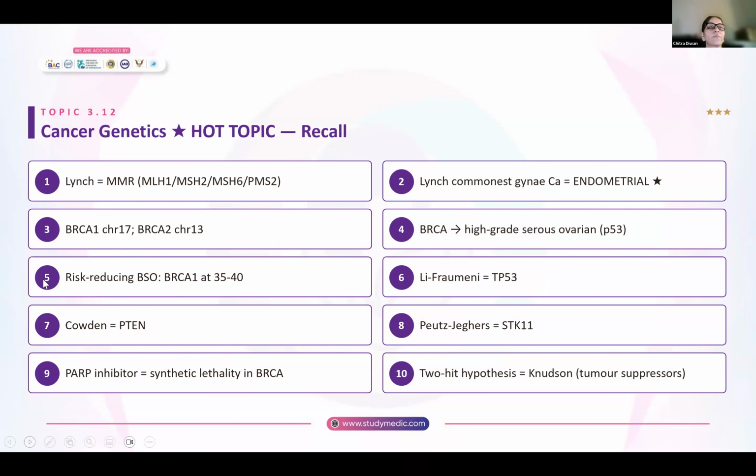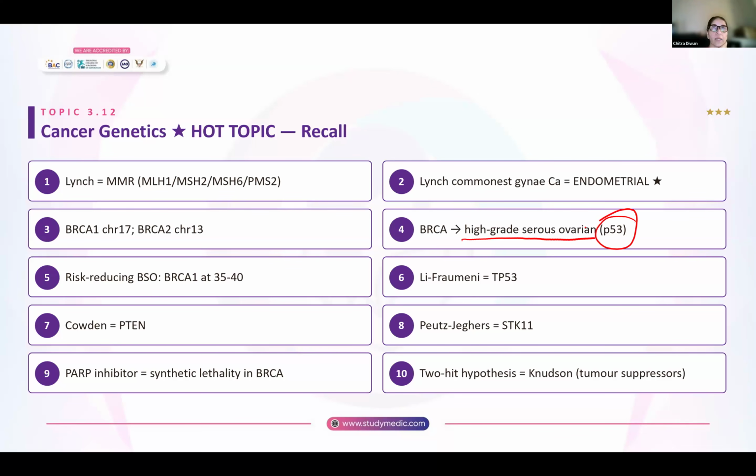So in summary, Lynch, there is a defect in mismatch repair genes. Commonest are MLH1, MSH2, MSH6, and PMS2. Commonest gynecological cancer seen with Lynch syndrome is endometrial, not ovarian. BRCA1, the defect is in chromosome 17. BRCA2, it is chromosome 13. The ovarian cancers that are there with BRCA are serous cancers, okay? High-grade serous cancers, the defect is in P53.